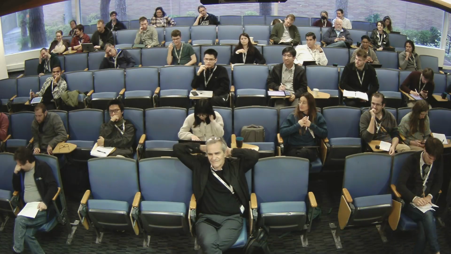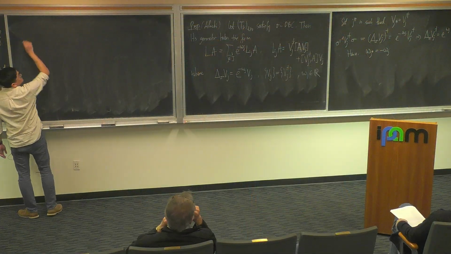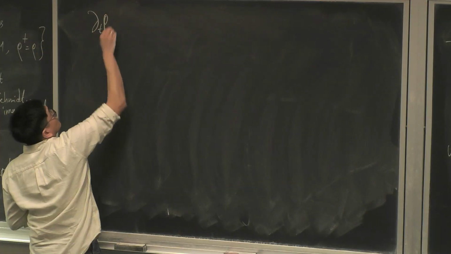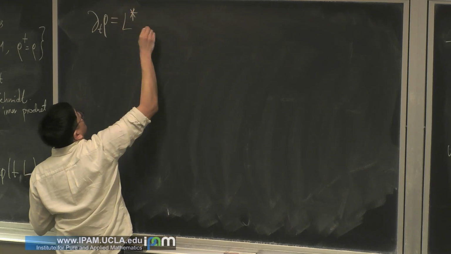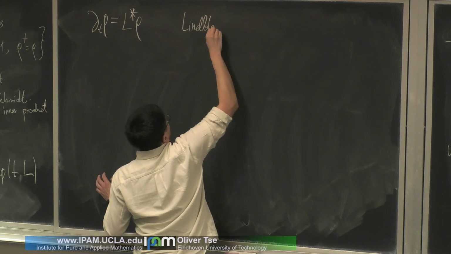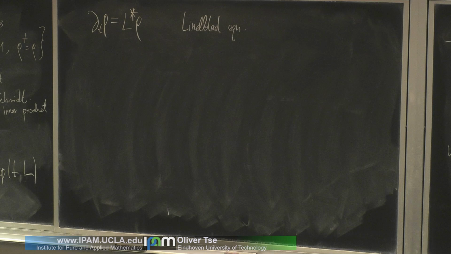Okay, so this equation that we have, that's our generator. So this equation, rho dot is equal to L star of rho. This is what we call the Lindblad equation, where L is the generator that is here.